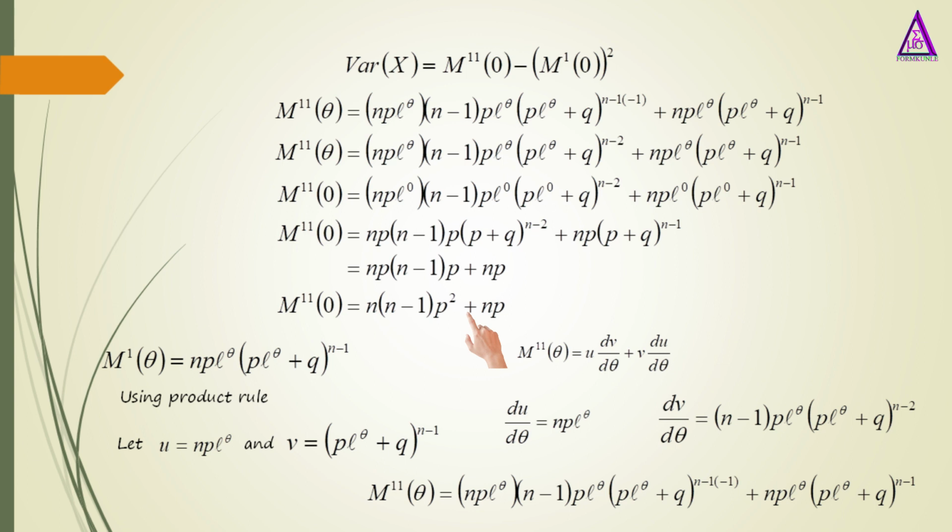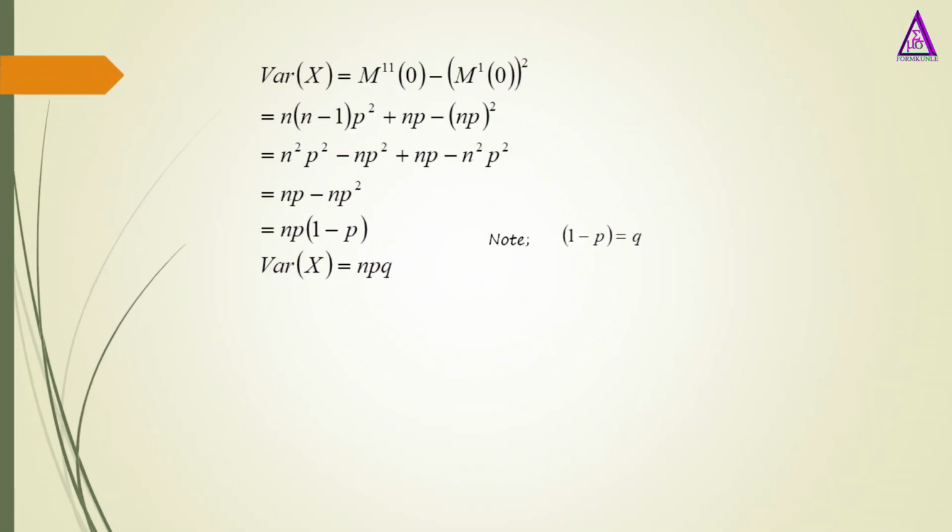So therefore, when we differentiate the moment generating function twice and make theta equal to 0, we have n(n − 1)p² + np. So now we can find the variance of the binomial distribution using the moment generating function. We know that when we differentiate the moment generating function twice, this is the result we obtain, and when we differentiate it once, this is the result we obtain.